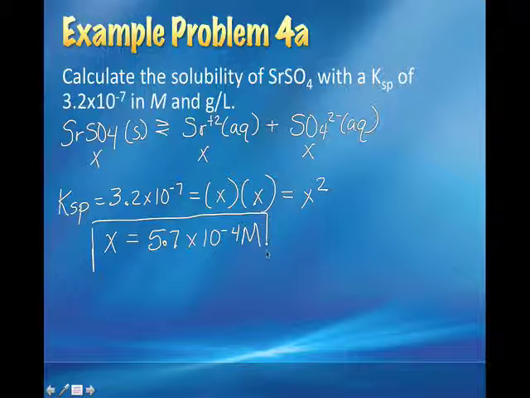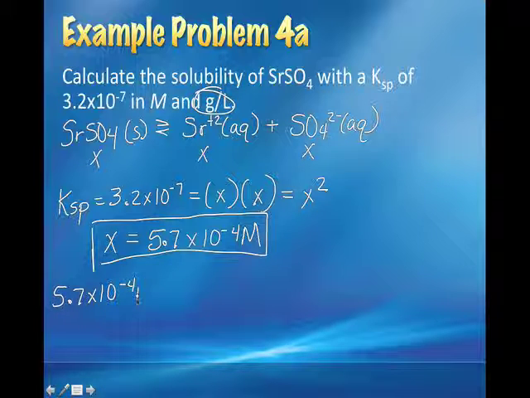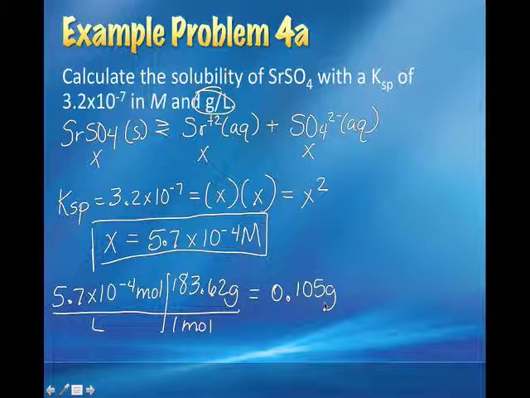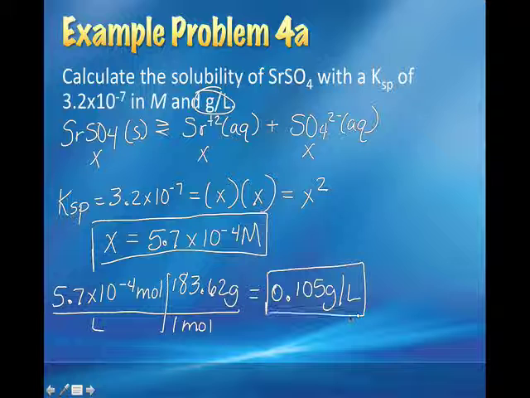That is one of my answers because they asked me for molarity and grams per liter. For the second part, with grams per liter, I take the answer I got here and do some dimensional analysis to get it into the units I need. So that's moles per liter. And 1 mole, I go to the periodic table and add up strontium sulfate, is 183.62 grams. Doing that, you end up with 0.105 grams per liter. And there's the two answers they were looking for. So in this one, we had to go backwards. We already knew the Ksp, we had to solve for what X was.